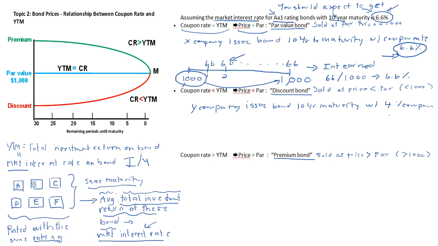Okay, now let's look at Y company. Y company only pays a 4% coupon, which is what you're going to earn, which is less than what you expect, which is 6.6%. So are you willing to pay $1,000 for this bond and get less interest than you should get compared to the market?